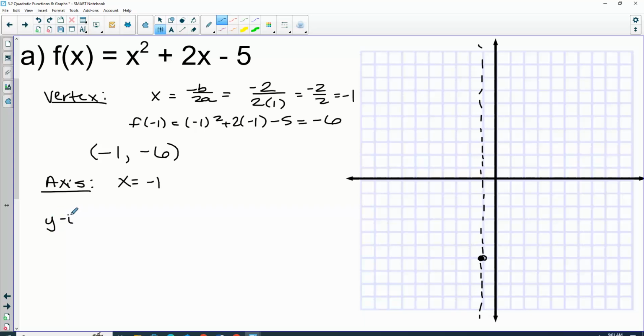And then if we find the y-intercept, that's when we plug in 0 for all of our x's. And we get -5.